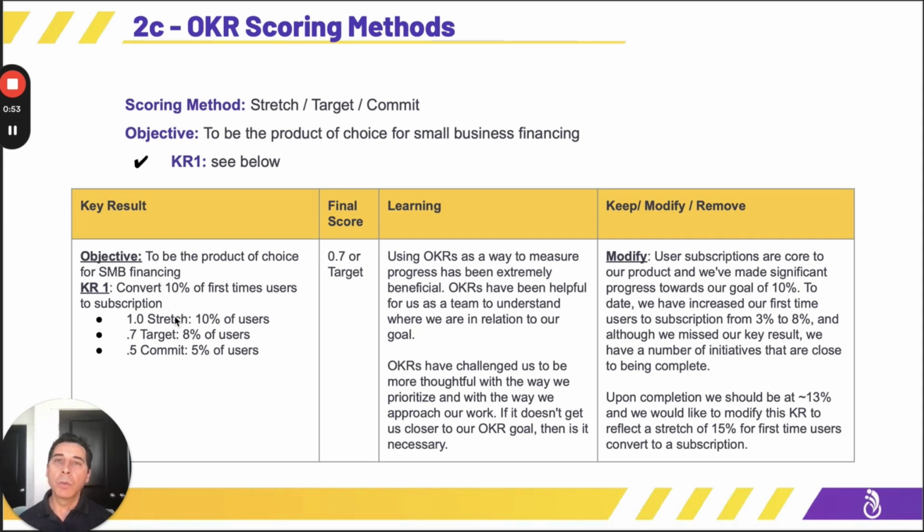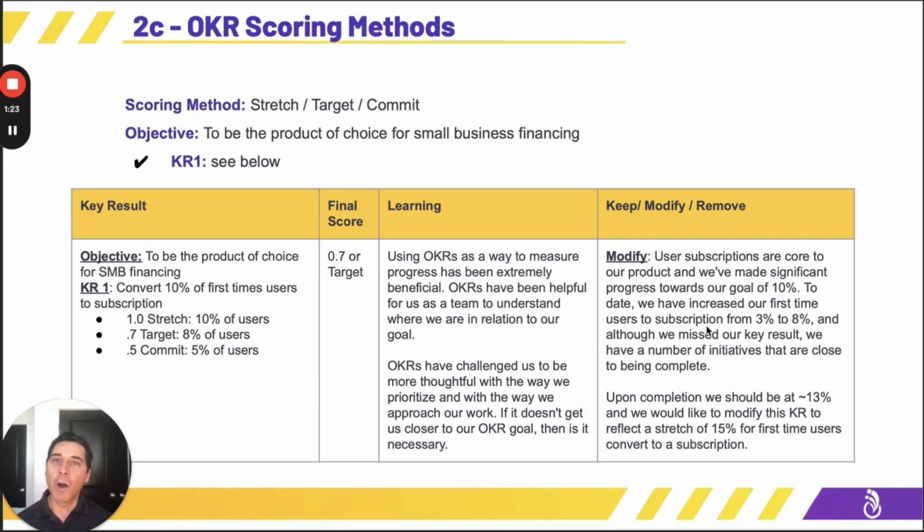And so when you look at this scoring method here, the stretch is actually built into the key result. And then we have our targets and our commits that are also identified there. So in terms of end of cycle scoring, in this case, we gave ourselves a 0.7, or target. You can score that either way, give yourself a 0.7 or call out that you hit your target. But in this case, we gave ourselves a 0.7, meaning that we did hit our target of 8% of users.